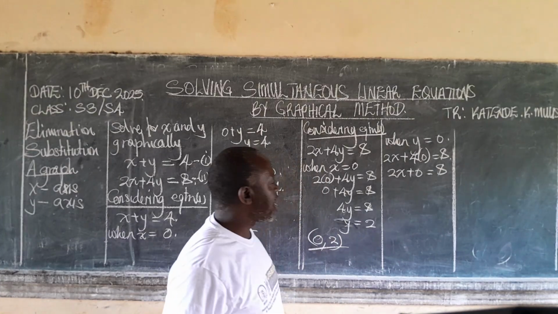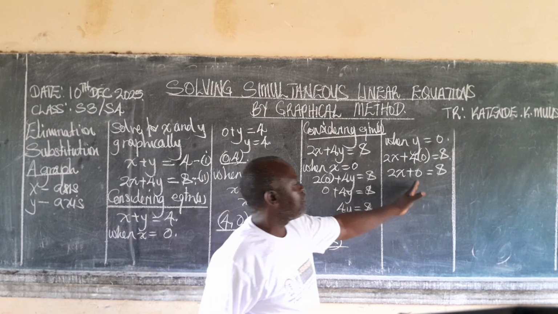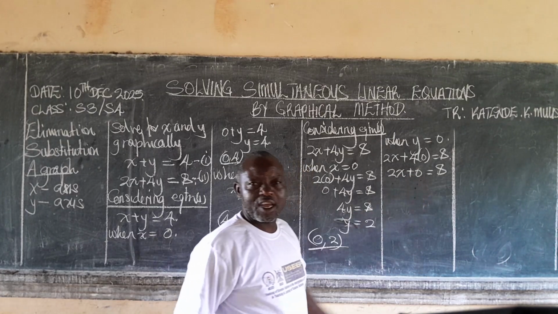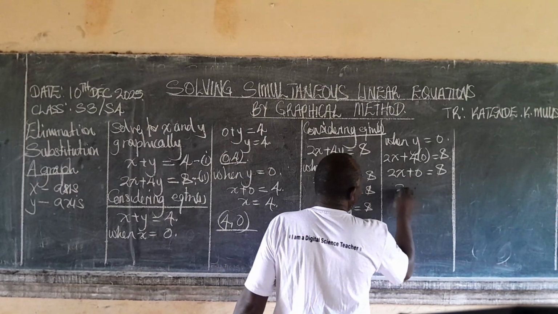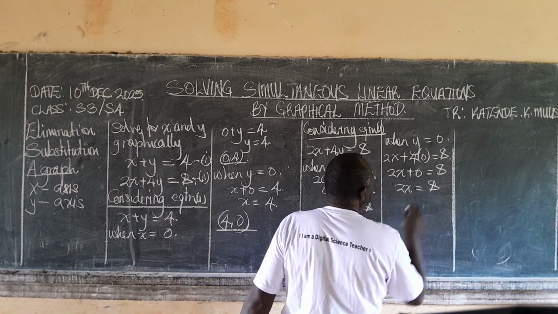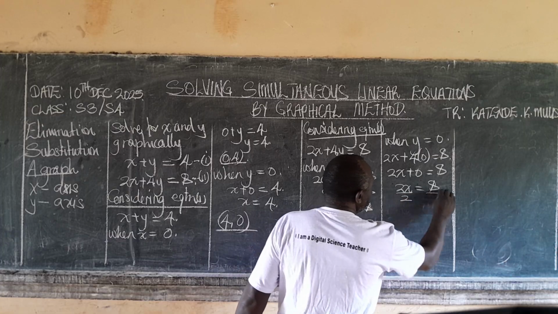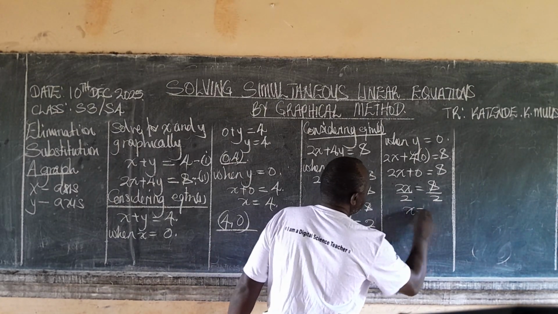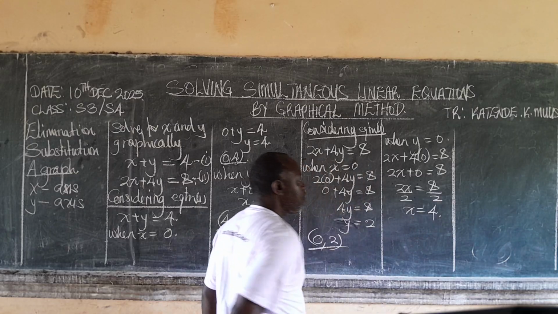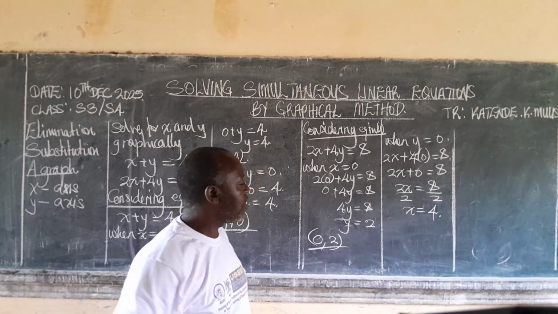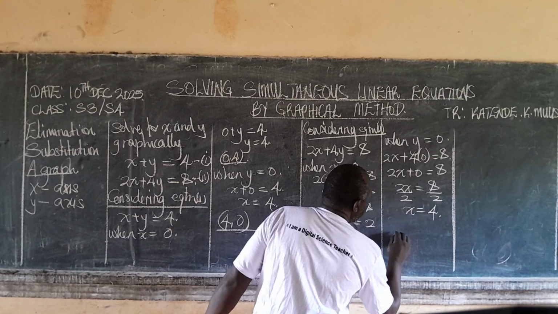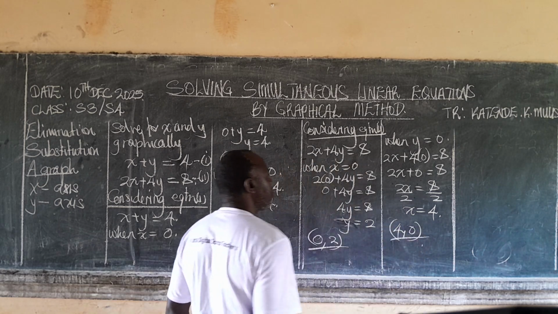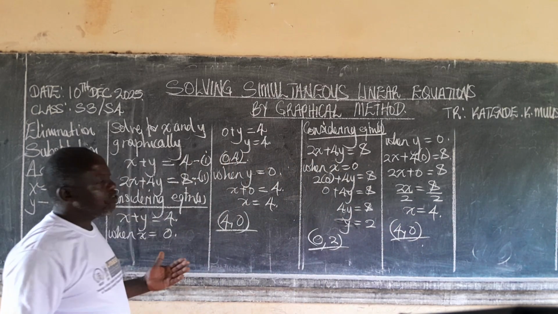That is self-explanatory: any number, when we add it to 0, you get that very number. So we have 2x equals 8. Divide by 2, divide by 2. When we divide, we have that x equals 4. Therefore, the second cut now is (4, 0).